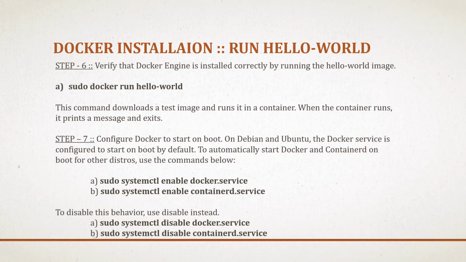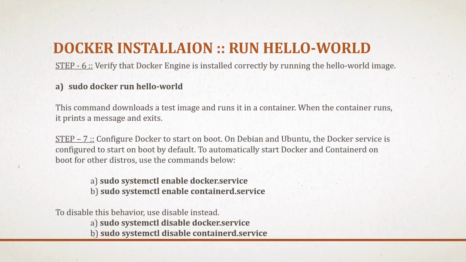To verify whether the Docker Engine is correctly installed or not, we can use the sudo docker run hello-world command. This will run hello-world and print the output. In this process, it will download a test image of hello-world which is already there in Docker Hub, run it in a container, and the container prints us a message and then exits.